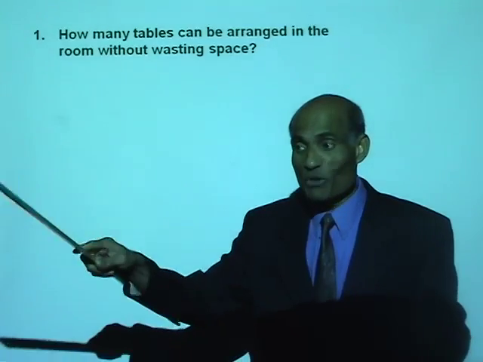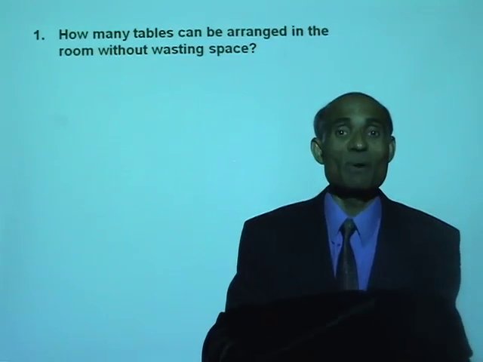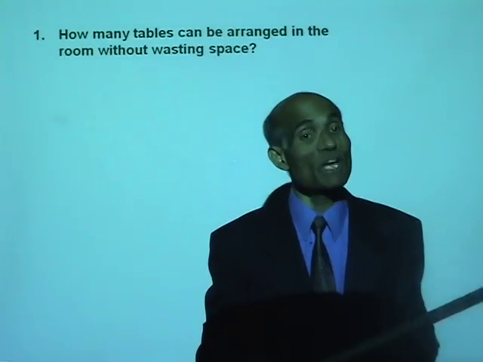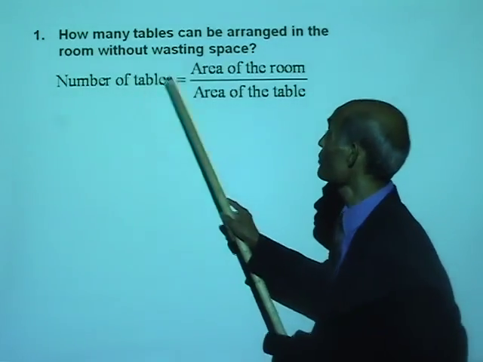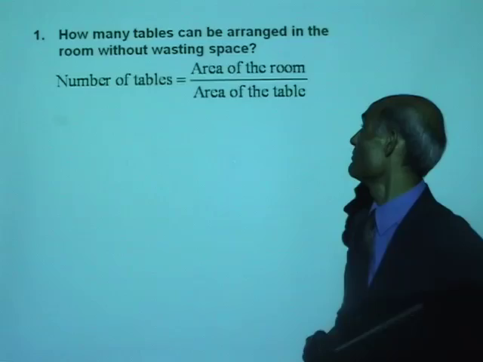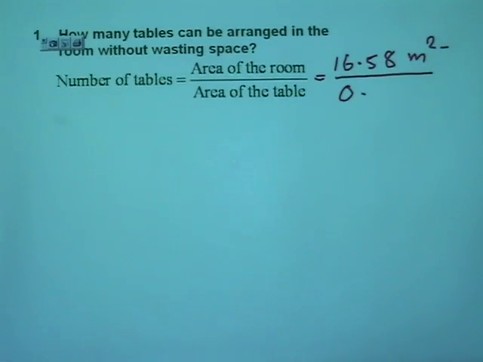It is the area of the room divided by the area of the table. So the number of tables is area of the room divided by the area of the table. Now, the area of the room, if I remember correctly, was 16.58 square meter, and the area of the table was 0.88 square meter. Well, you need to use a calculator to do that. I hope you have access to a calculator.